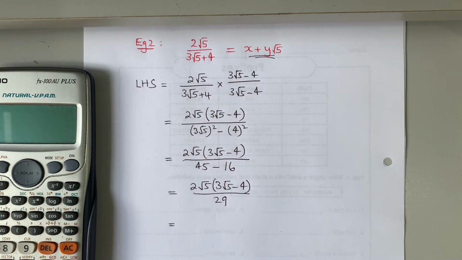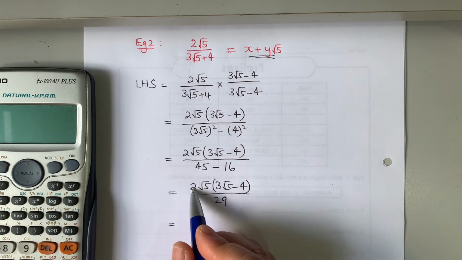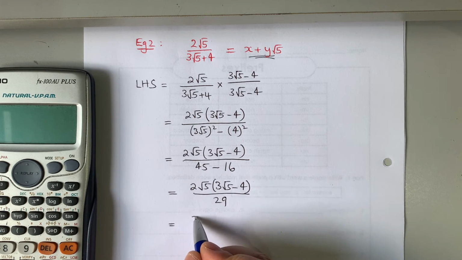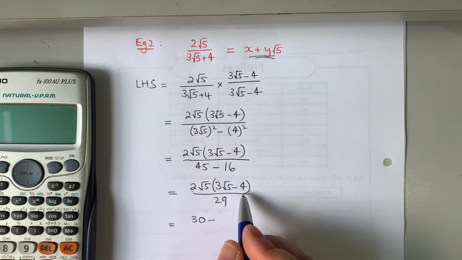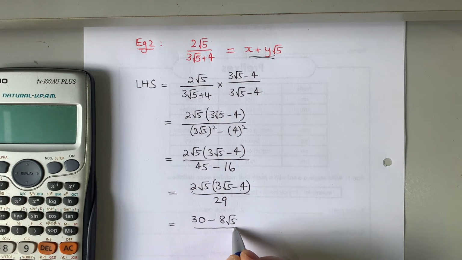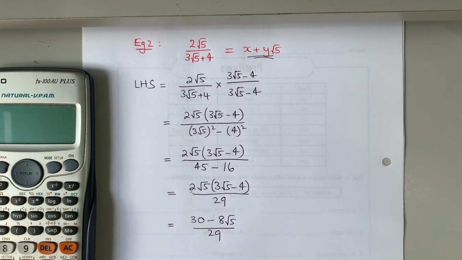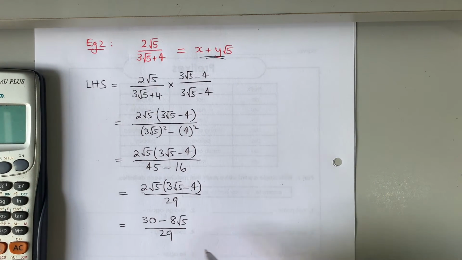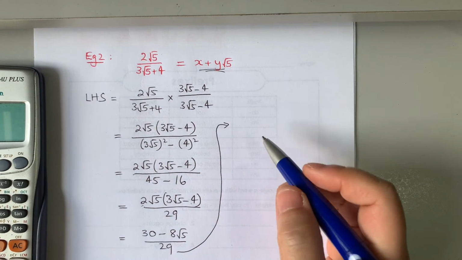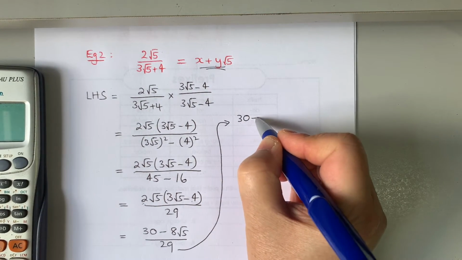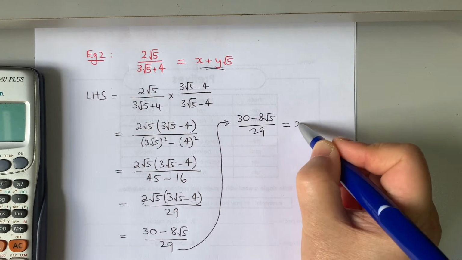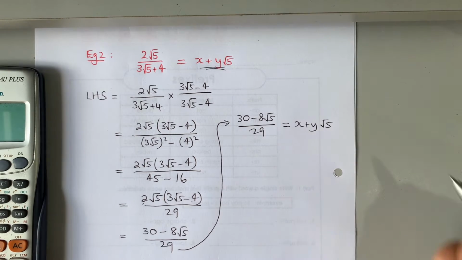I'll just scroll that up. So let's expand the top. 2 times 3 is 6, root 5 times root 5 is 5, so 6 times 5, that'll give me 30. Subtract 4 times 2 will give me 8, so 8 root 5 on 29. Right, so I'm running out of space. Let me just continue on up here. So what that means is that we've got 30 minus 8 root 5 on 29, and that must equal x plus y root 5.